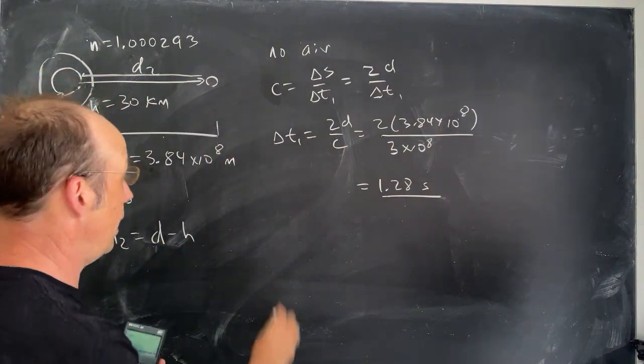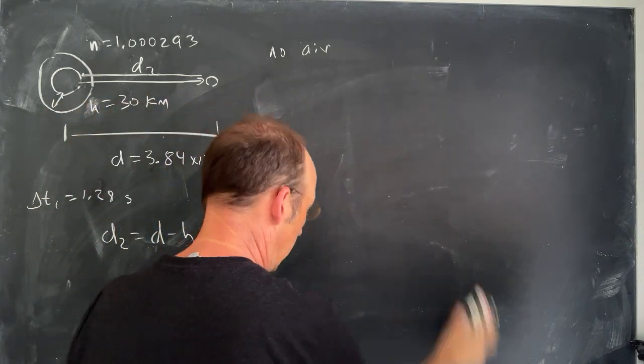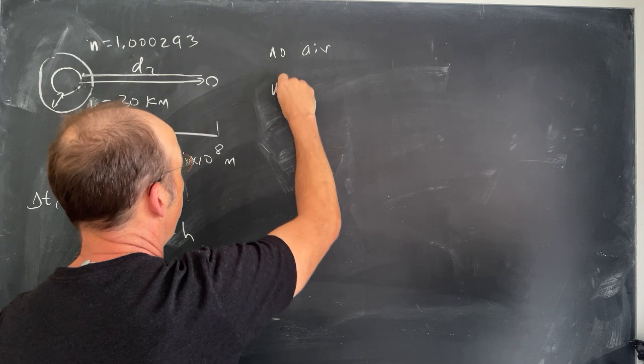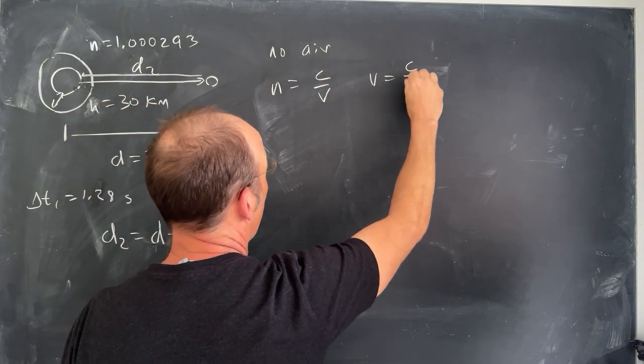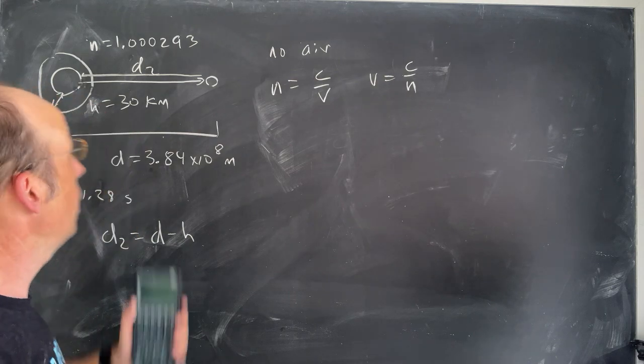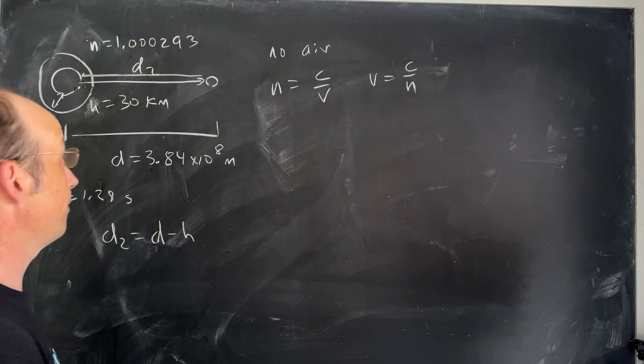Okay, so now if I calculate delta T2, I need to know the speed of the light. The index of refraction is C over V, so V is C over N. So I know the index of refraction, I know the speed of light, I can calculate the speed of the material.